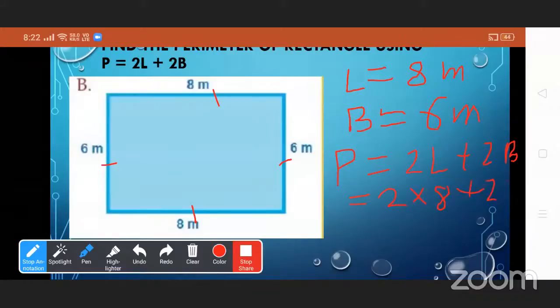Plus 2B, B is 6. Okay. 2 into 8 is 16, plus 2 into 6 is 12. Now 16 plus 12 is, 16 plus 12 is, Sir, 28 meter. Yes, 28. So the perimeter of this one is 28 meter.